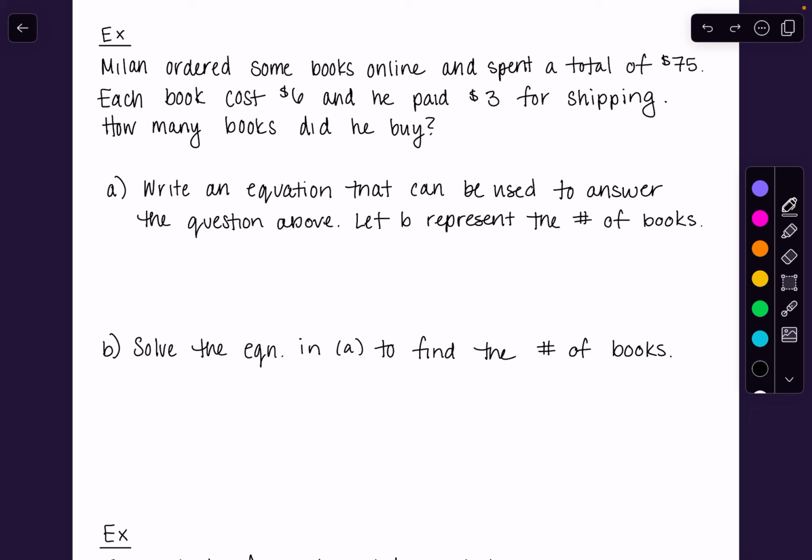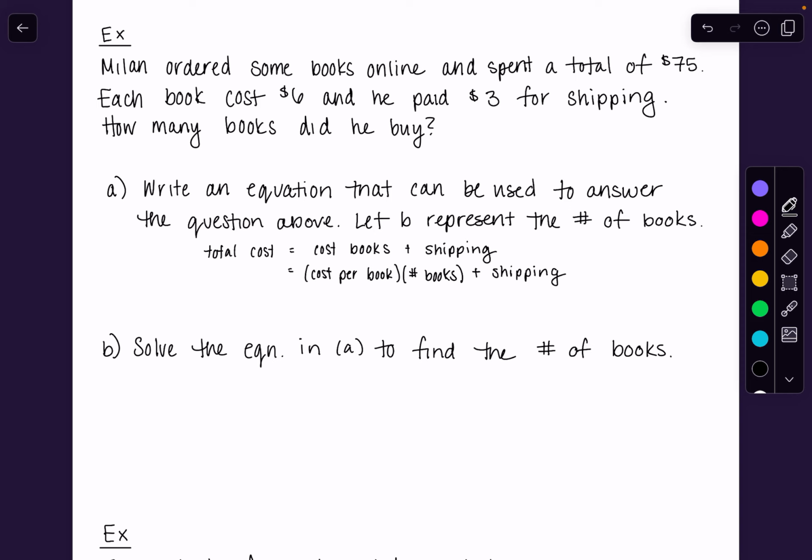So just thinking about this in a normal, everyday manner. If you order something online, your total cost is going to be the cost from purchasing the books plus however much you had to pay for shipping. That's some fixed flat fee. Okay. Now the cost of books depends on how many books you buy. So what this is actually equal to is the cost per book multiplied by the number of books you bought. Okay. And then we go ahead and add the shipping.